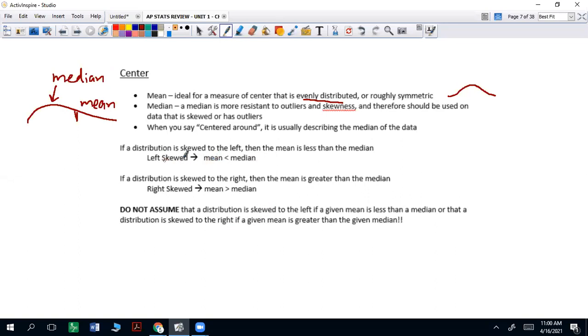Oh, and that's right here. So if it's left skewed, the mean is less than the median. And if it's right skewed, the mean is greater than the median. Don't assume that if a distribution is skewed left, a given mean is less than the median, or the reverse for skewed right. It usually is the case, but you have to really read the question to see if the situation is different.